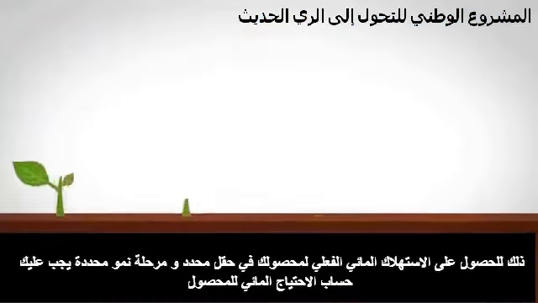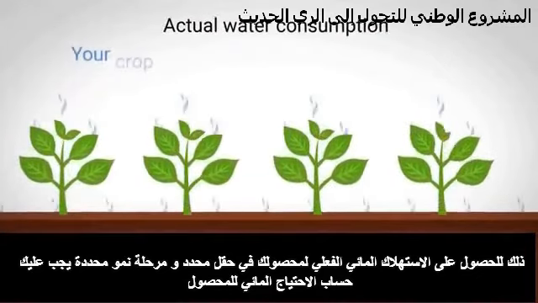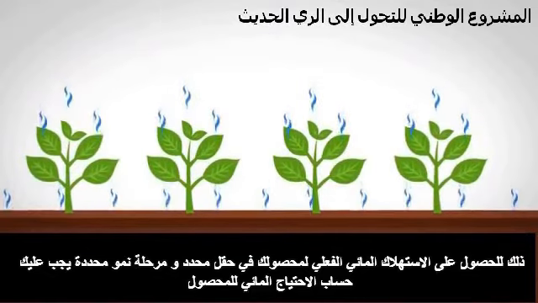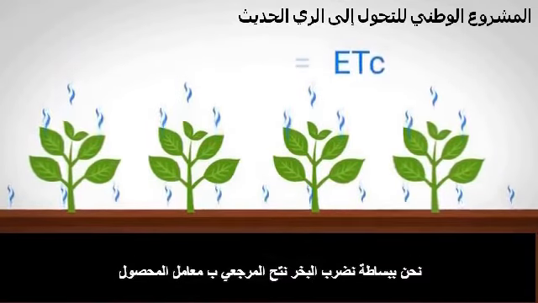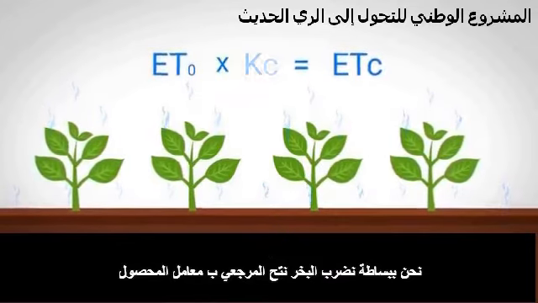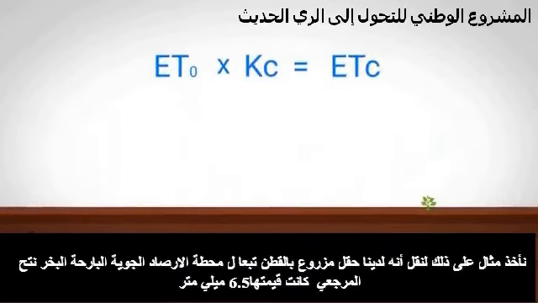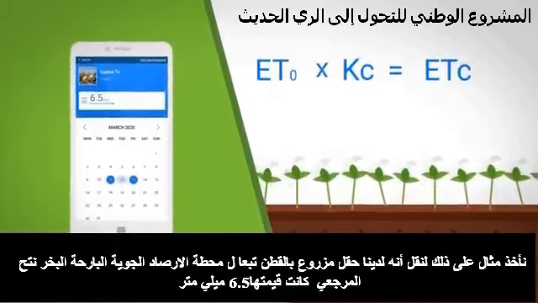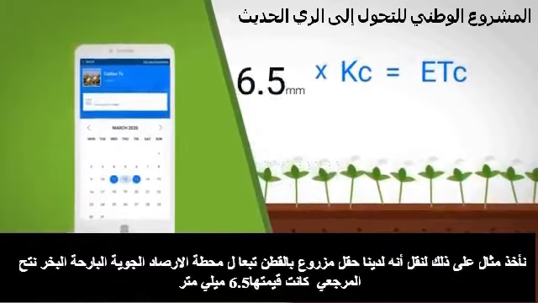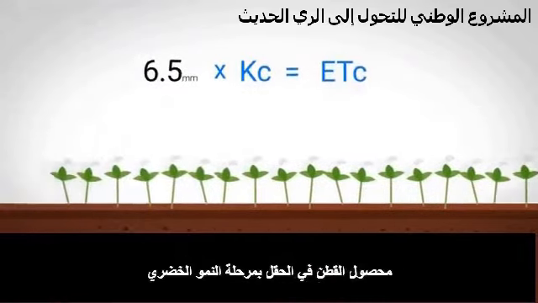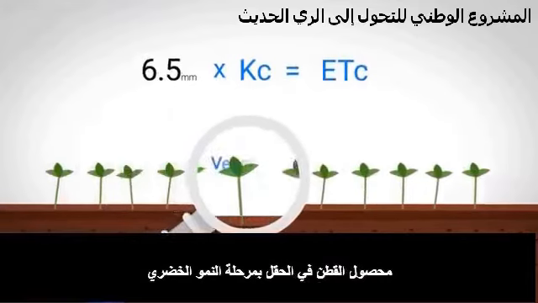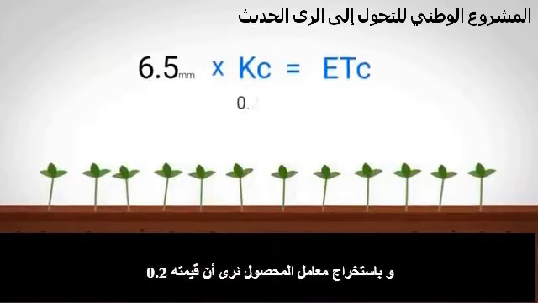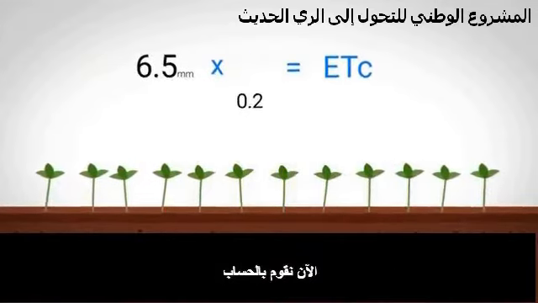So in order to work out the actual water consumption of your crop in a specific field at a specific growth stage, that is to get the ETC, we simply multiply the ETO by the crop factor. Here's an example. Let's say you have a cotton field. According to the local weather station, yesterday's ETO was 6.5 millimeters. The cotton in the field is at growth stage, vegetative growth. And according to the KC values, your KC is 0.2.